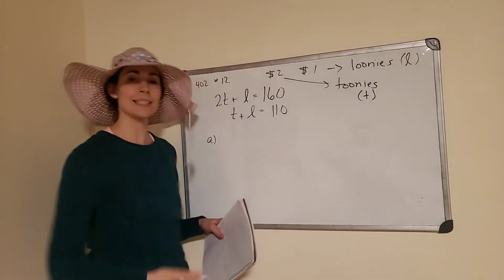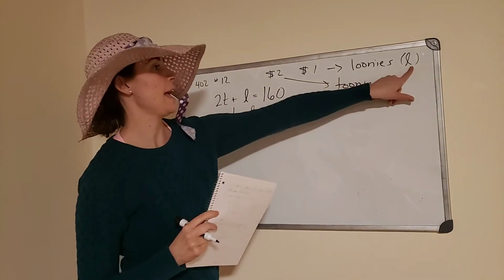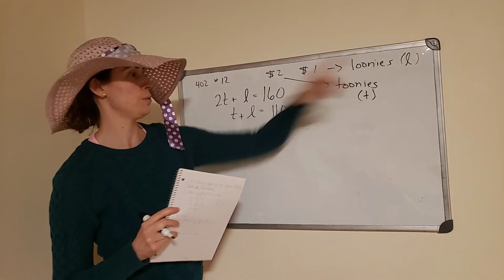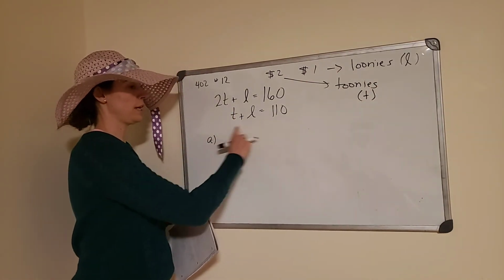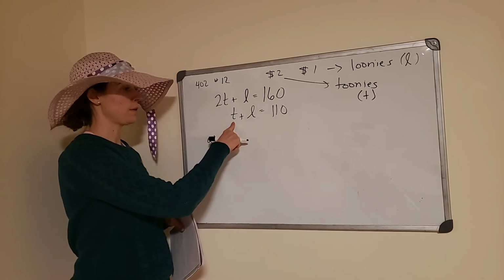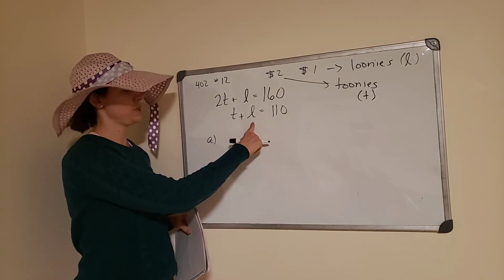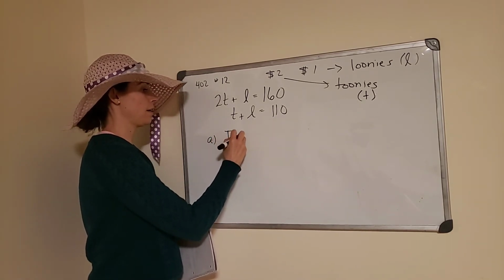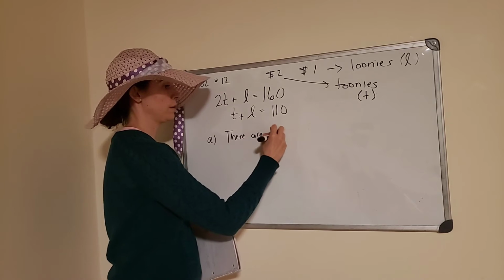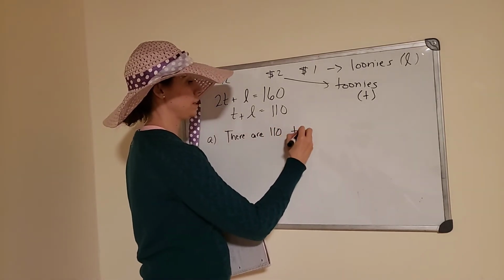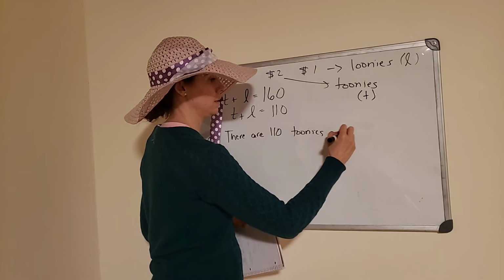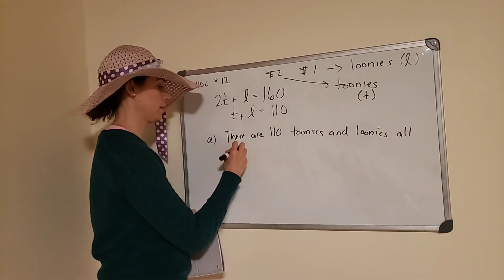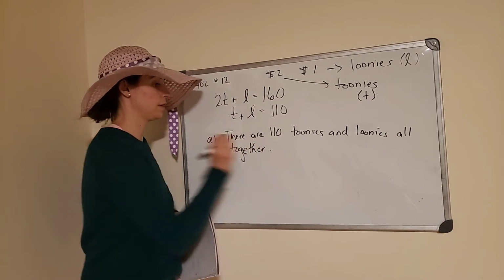So if they were doing a let statement, they would be saying let T equal the number of toonies, let L equal the number of loonies. Okay, so if I look at this one right here, the number of toonies plus the number of loonies equals 110. So something like this. There are 110 toonies and loonies all together. Something like that, okay? Now let's look at the other linear equation.